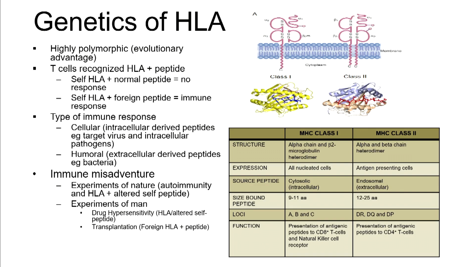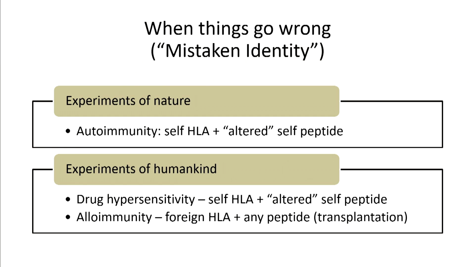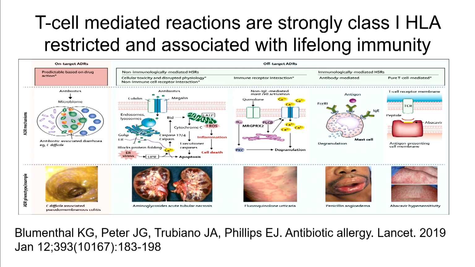And then we do see when things go wrong, of course, which they can, this is where we see these so-called experiments of nature, most commonly autoimmunity, and of course drug hypersensitivity we consider to be an iatrogenic event or experiment of humankind. And so these types of experiments of nature have been HLA class 1 restricted or HLA class 2 restricted in the setting of type 1 diabetes and others, or autoimmunity, but the HLA class 1 restricted experiments of humankind that we're seeing are largely related to drug hypersensitivity.